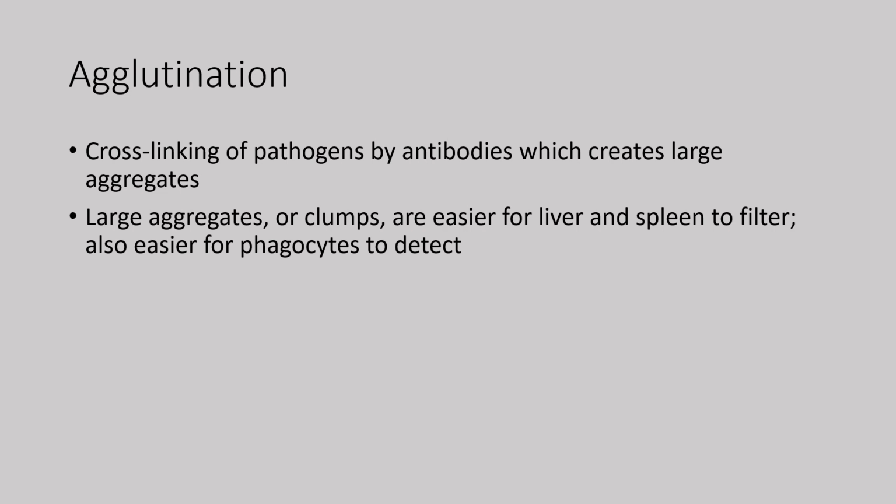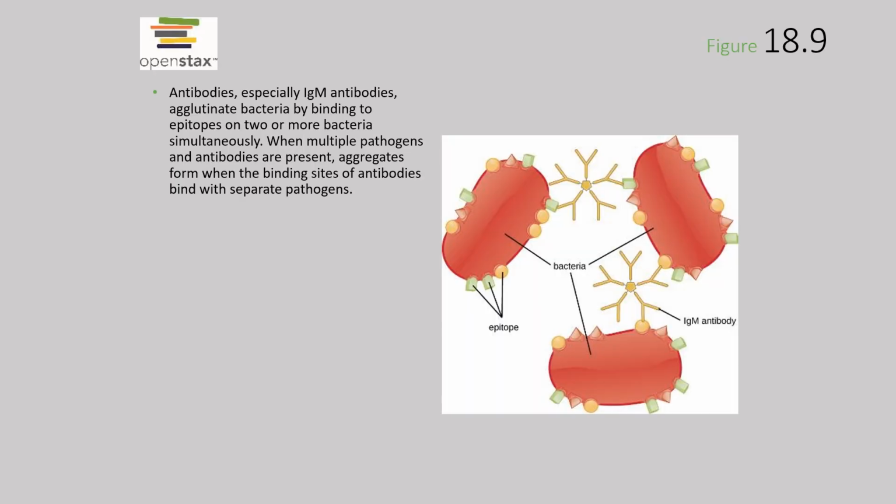Agglutination is when you have cross-linking occurring. Antibodies will basically attach to several of the pathogens. You end up getting these clumps. The larger something is, the easier it is for the body to see it. And in this case, it would be easier for cells in the liver and the spleen to be able to filter out these clumps and say, this doesn't belong here. Hey, phagocytes, can you go take care of this?